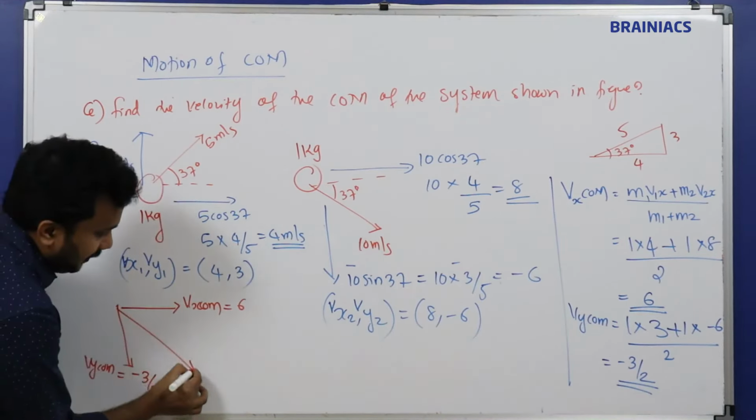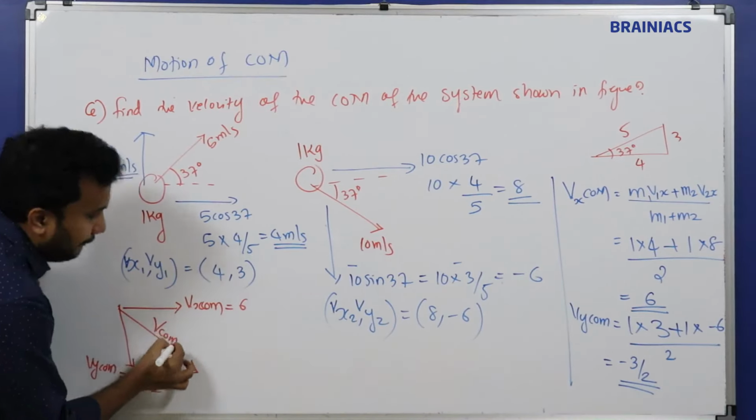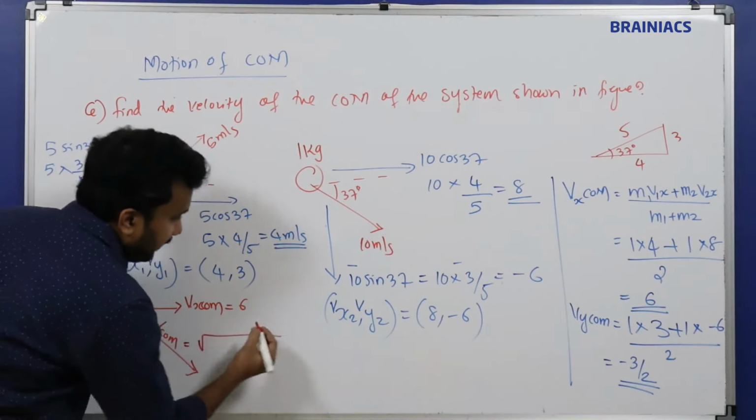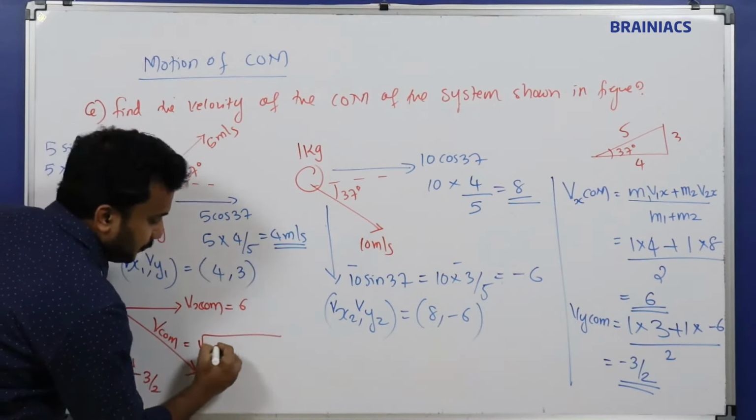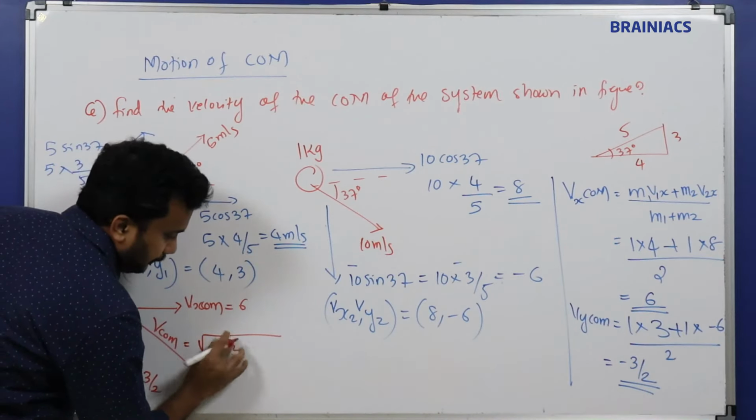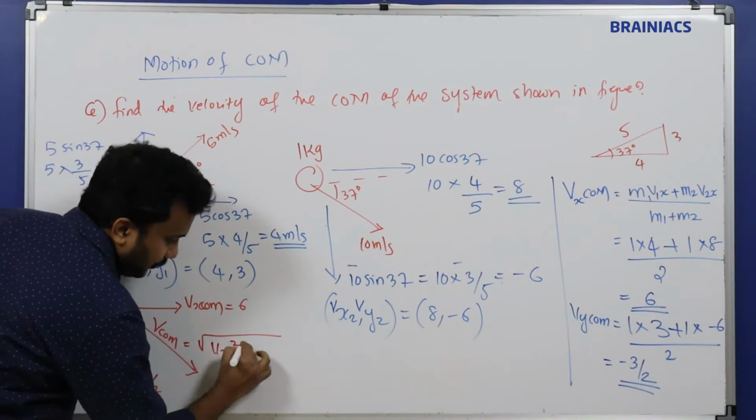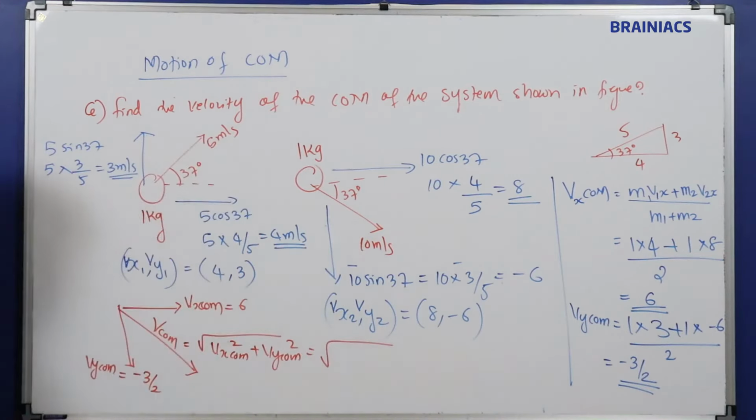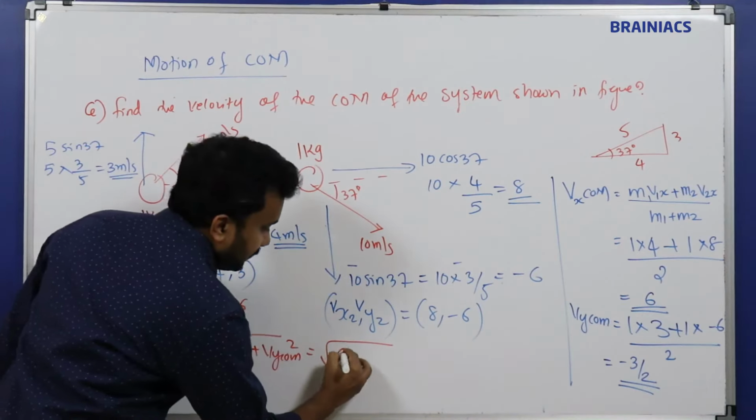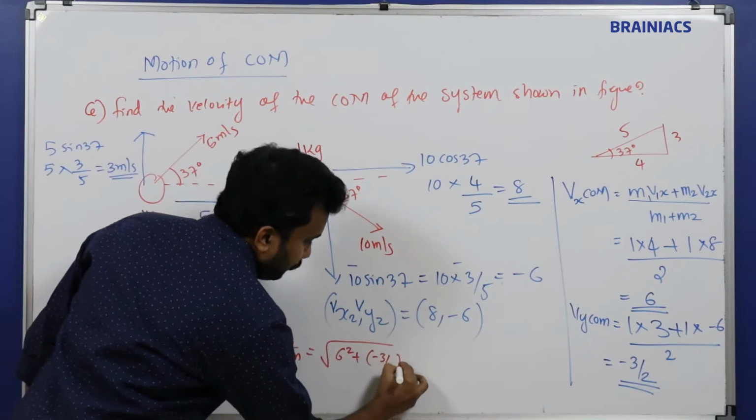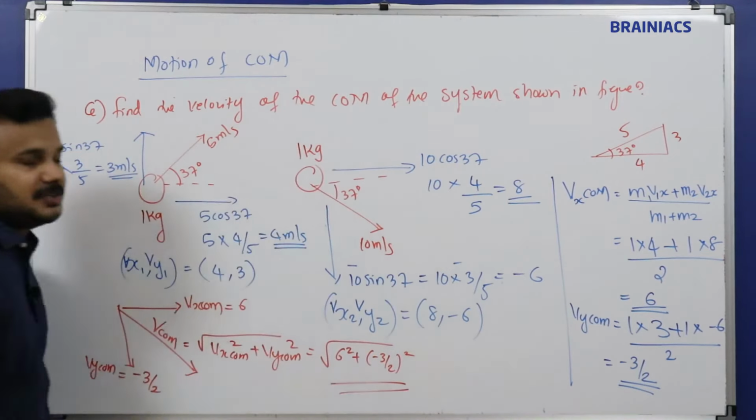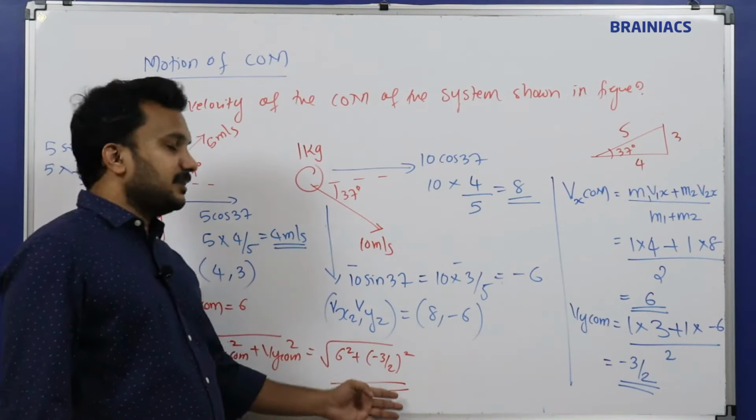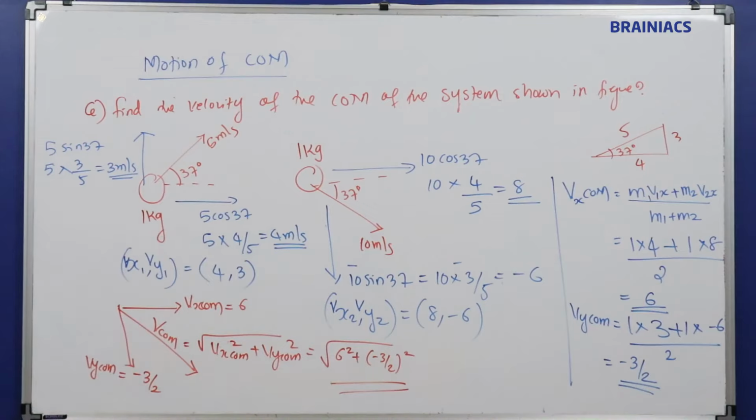Now the resultant velocity, VCOM. This is x and this is y. How to find VCOM? Two vectors are perpendicular, so it is root of x square plus y square. That is VxCOM square plus VyCOM square, which equals the root of 6 square plus minus 3 by 2 the whole square. 6 square is 36 and 9 by 4, you can solve it and get the answer. So this is the concept behind this one.